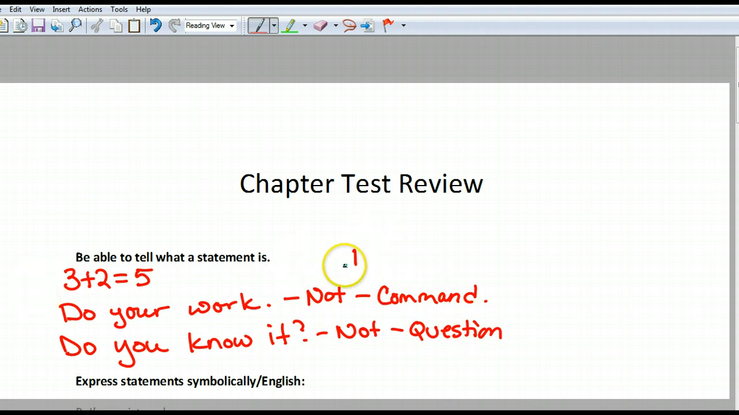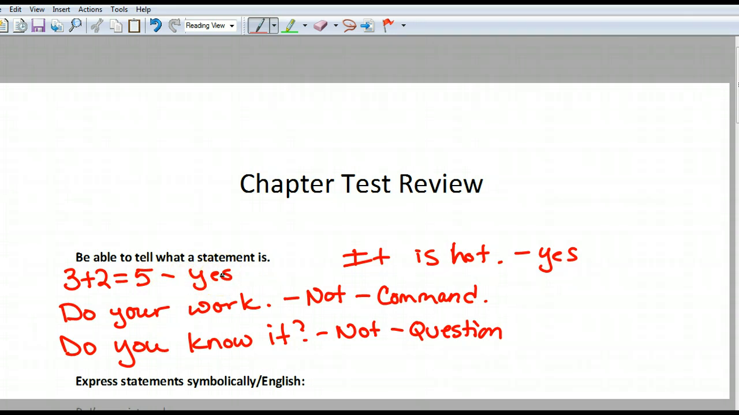How about this one? Yes, this one should say it is hot. This is definitely a statement. Okay? So, I think there's 2 or 3 questions on the test dealing with this. If you got this down, you got a good chunk already going here. Okay?